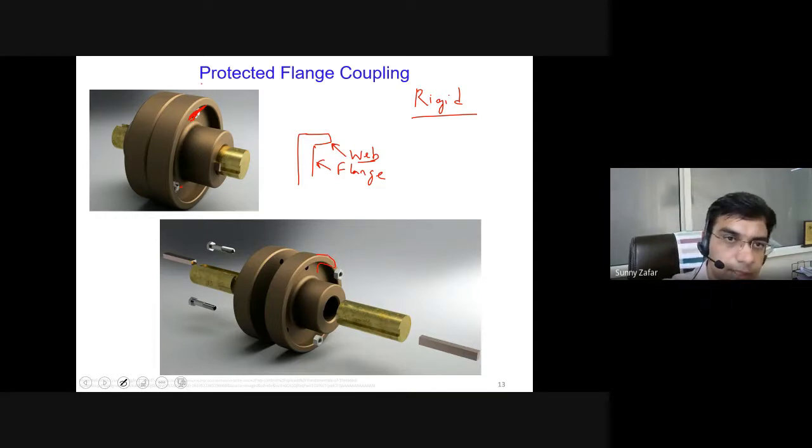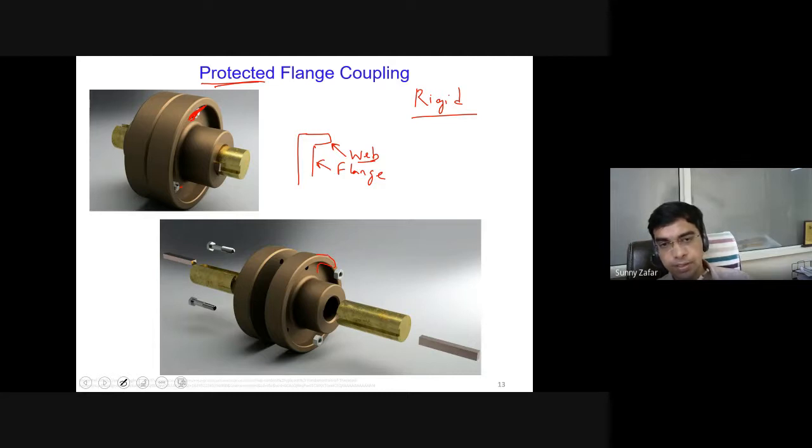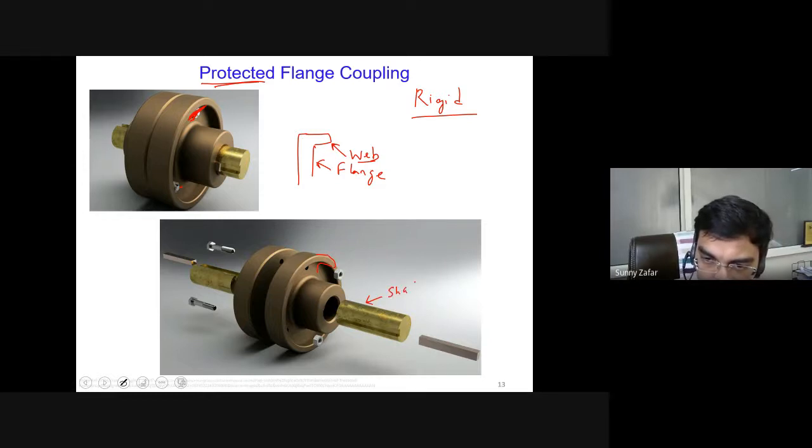So what is protected here? These bolts which are present inside are protected. Other details follow in a similar way from the rigid flange coupling. Means there are two shafts. So this is the shaft 1. Then you have the shaft 2. Okay.